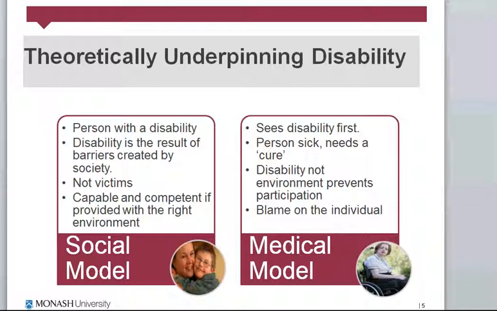So the social model, rather than seeing a disabled person as sick, sees the person first and sees the person with disabilities as having resources and competencies and different attributes that they can offer and contribute to society and be part of a thriving society. But they have to be provided with the right environment and the right support to be able to do that. So if you're looking to work in this area, you really do need to be underpinning what you want to do with the social model.